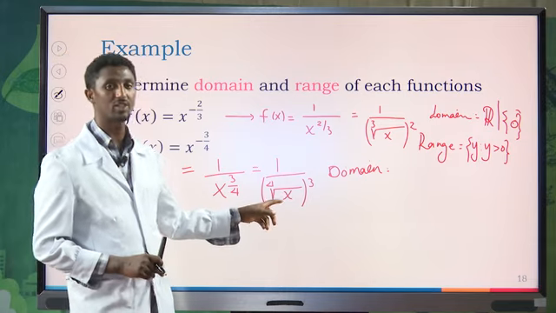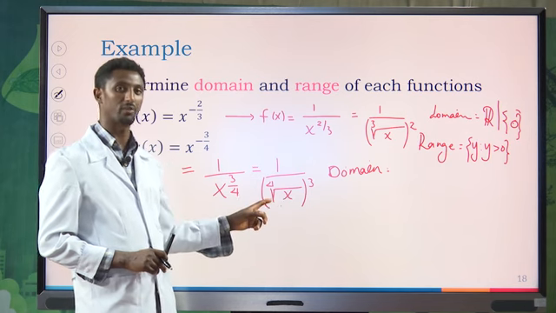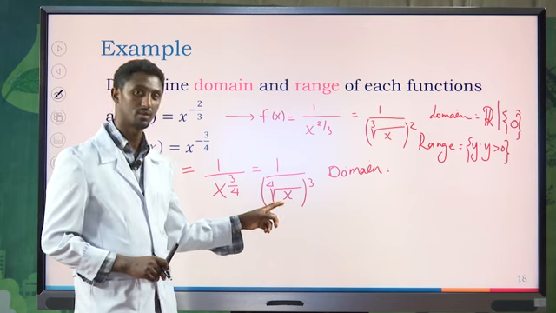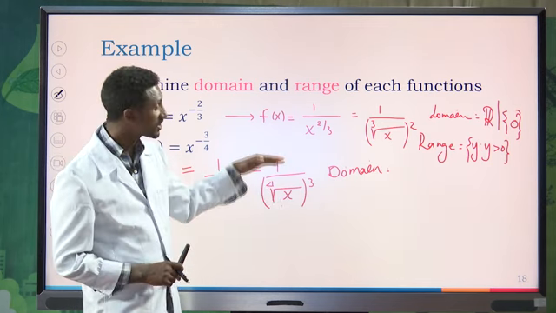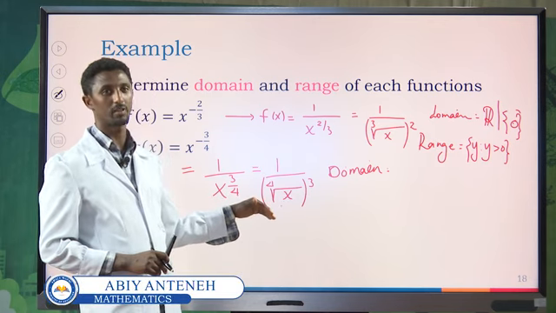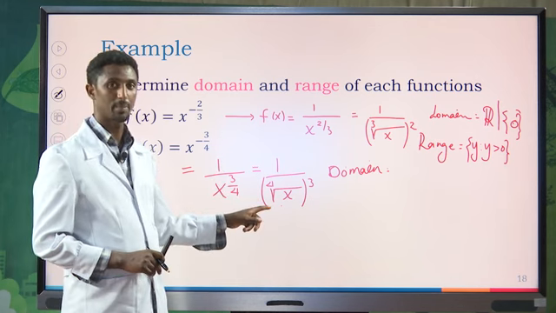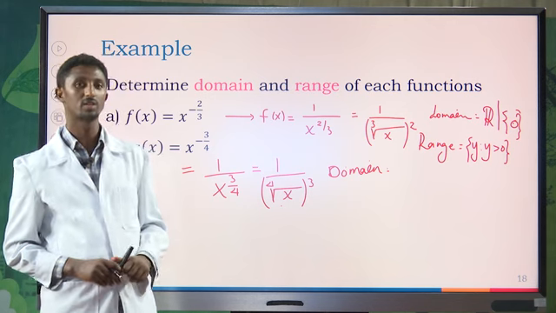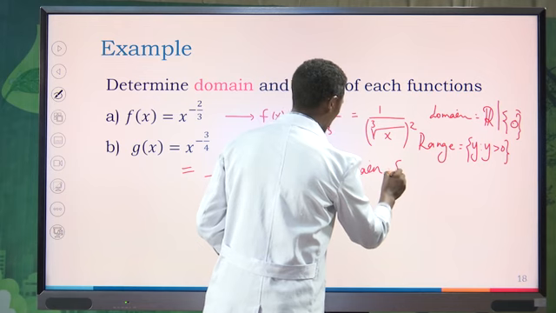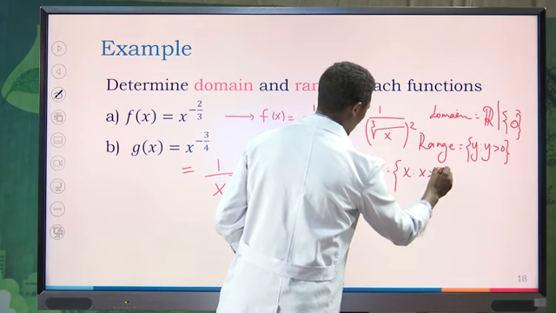Now, what numbers can be substituted in place of x? Since it is the fourth root of x, x must be a non-negative real number. And since it is a fractional expression, the denominator must be different from 0. So numbers that can be substituted in place of x must be greater than 0. So the domain is the set containing x such that x is greater than 0.